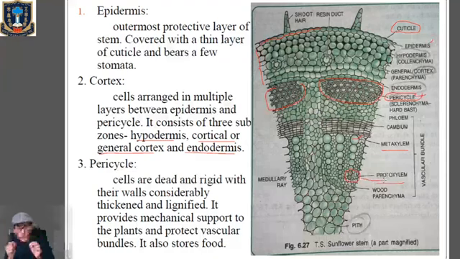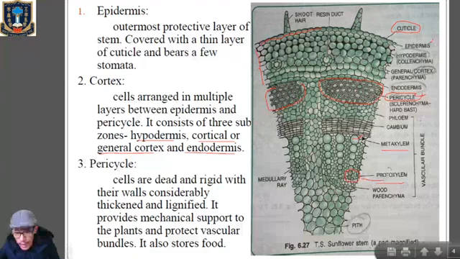Next one is cambium. This is present in between the xylem and the phloem, and shown in the diagram also. The cambium cells are small, rectangular, thin-walled, and radially arranged. So in between the xylem and the phloem, we'll see the presence of cambium.